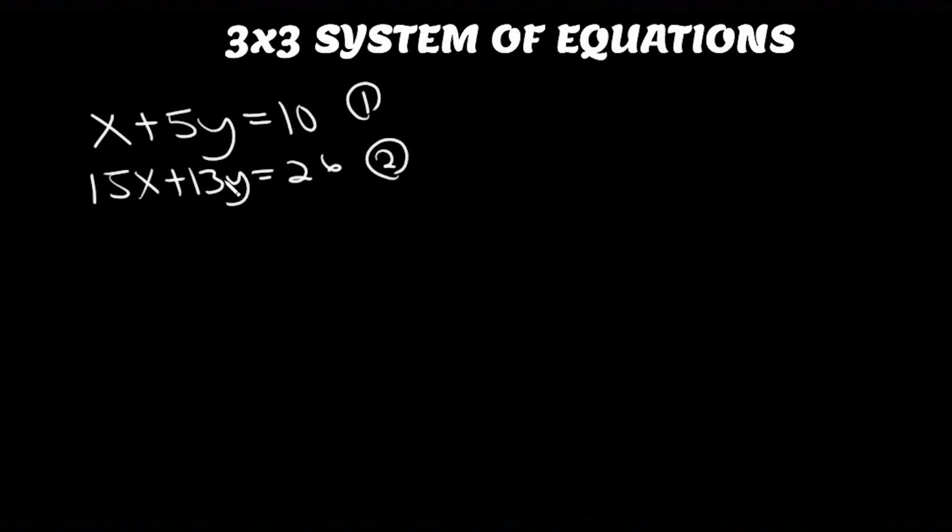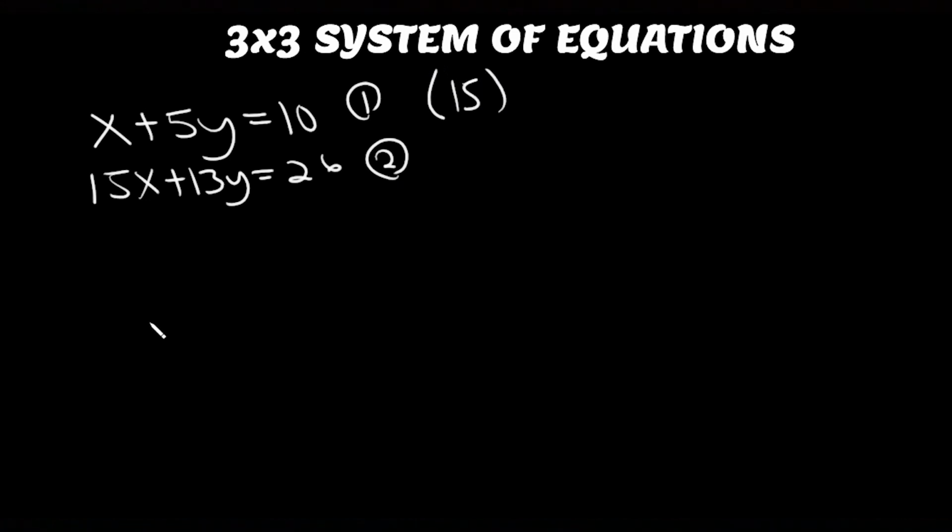to match up those y variables. But x looks pretty easy. If I just multiply the top equation by 15 and I do subtraction, I will be able to cancel out those x variables. So right here, I'm just going to multiply the top one by 15.